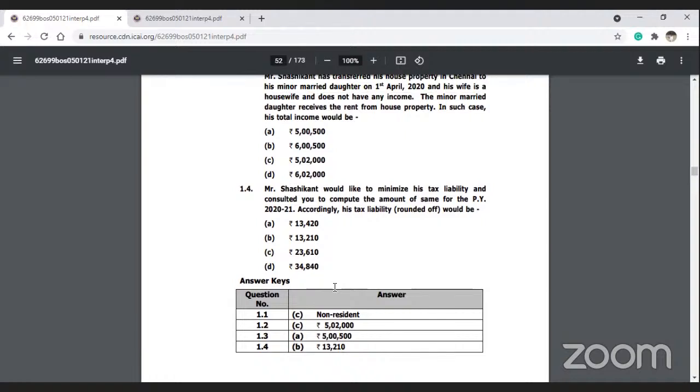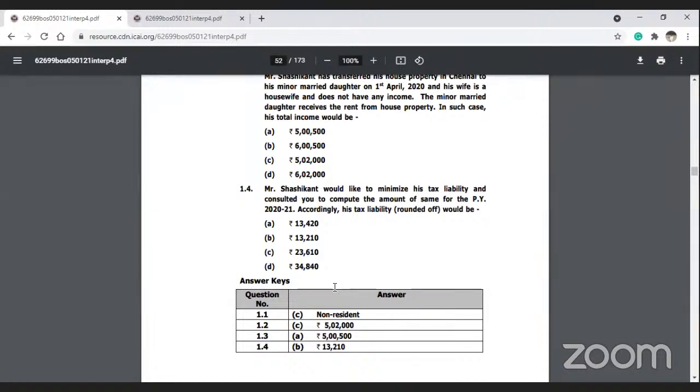I got 13,104. How? What is his GTI? 5,02,000, so 20% on 2,000 plus 12,500, plus relief, marginal, plus 4%. Why will he get relief? He is not a resident. Okay, it is only available to a resident individual. I got 13,416, rounded off to 13,416, so option A.